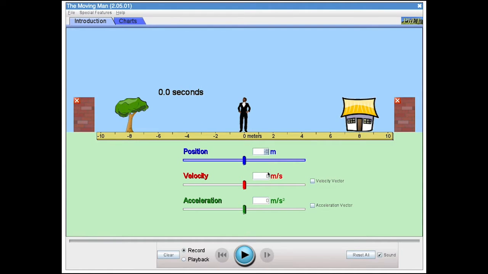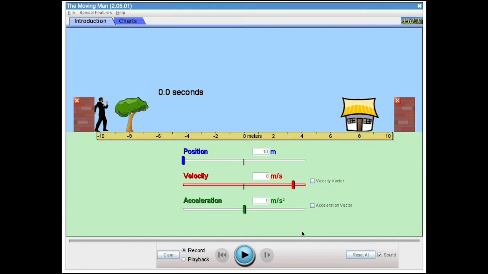So this is the moving man simulation that is found in your velocity graphs direction Classkick page. In this demo, we are going to watch the man start at a position of -10. So we're going to go ahead and put -10 meters since that's his starting position, or we can also move the slider all the way down. And then we are going to set his velocity at +8 meters per second.